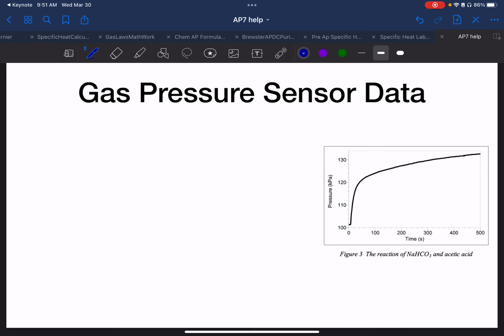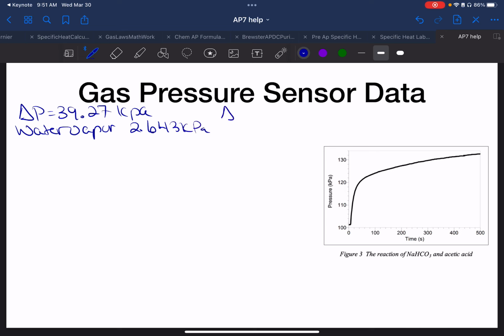Okay, so similar setup, still 295 K. Our delta P on this one is 39.27 kilopascals. The water vapor, again, will be 2.6 because it's based on your temperature, which is still 295.15 K. All right, and the Erlenmeyer flask this time is 151.